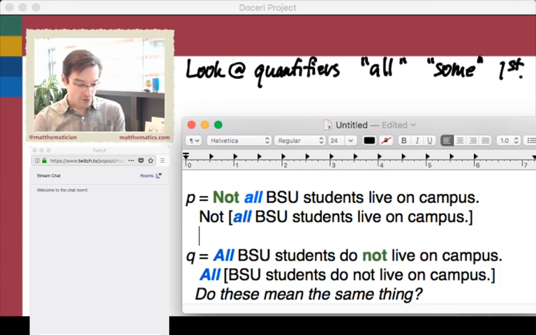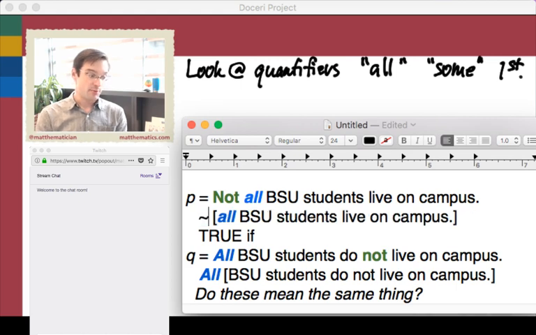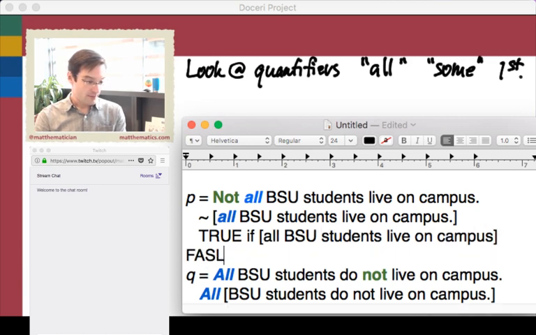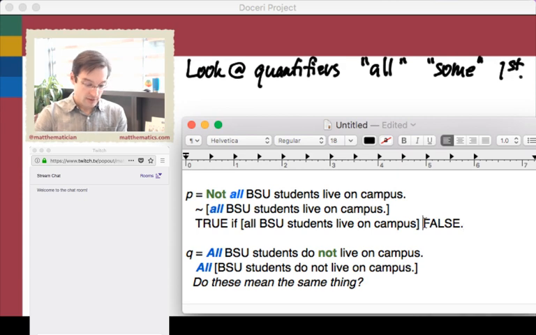When is this statement here true? This statement is true because, looking at it, P is the negation of something. Let me put a negation symbol here in the front. That means that this statement is true if this statement is false. So this is true if all BSU students live on campus is false. Again, let me make this a little smaller so I can have some room here. It's true if that statement is false.